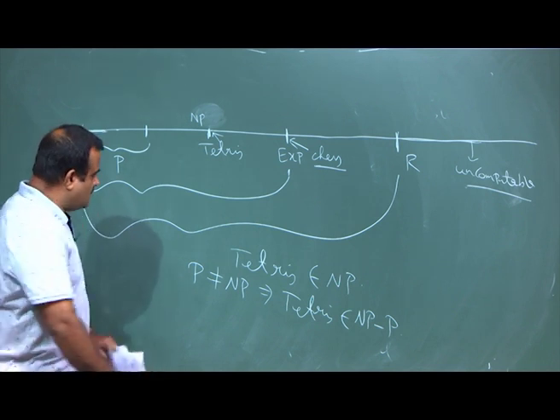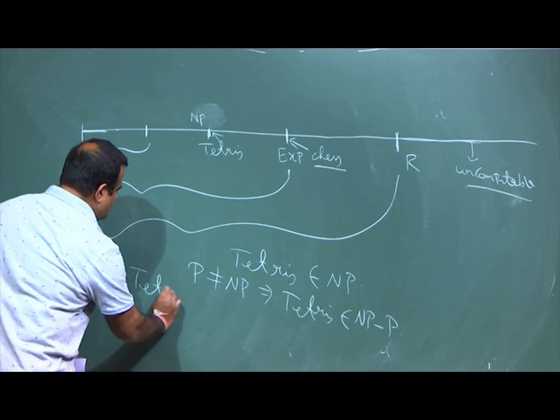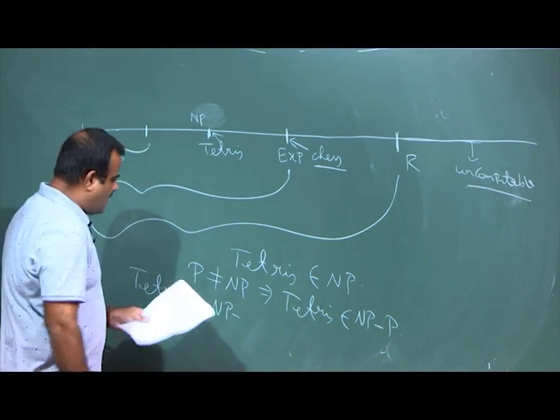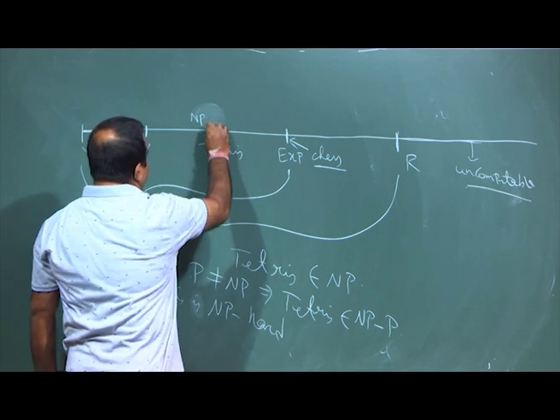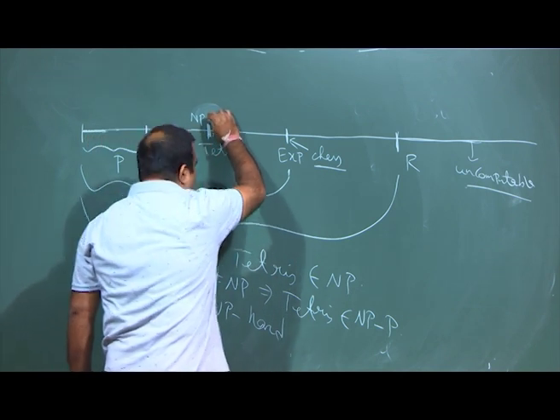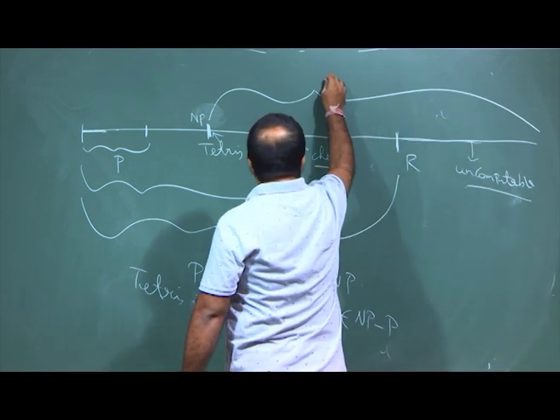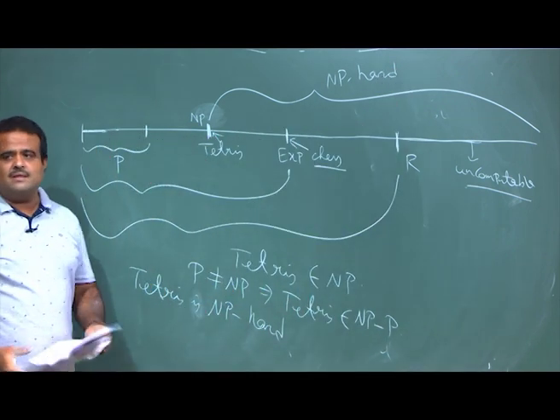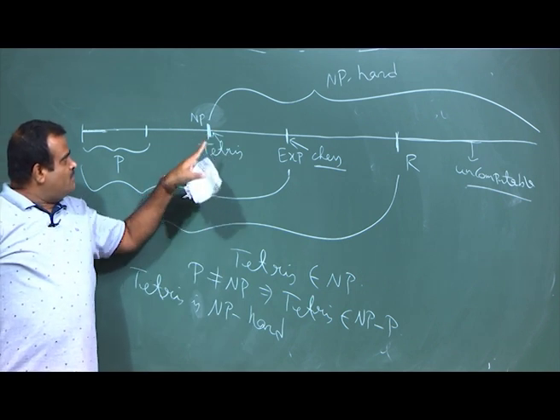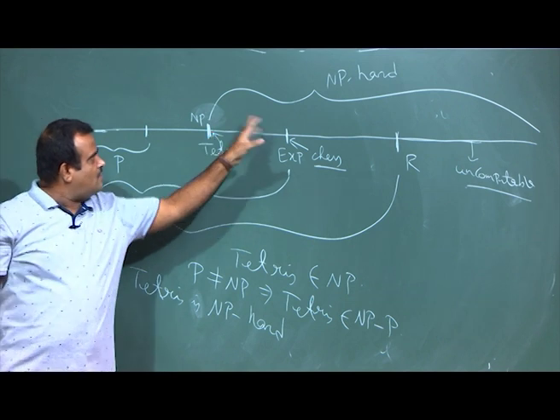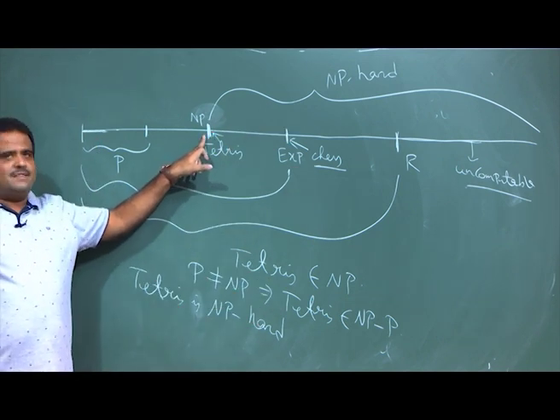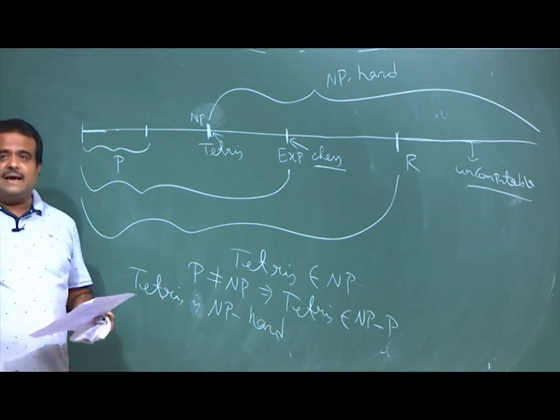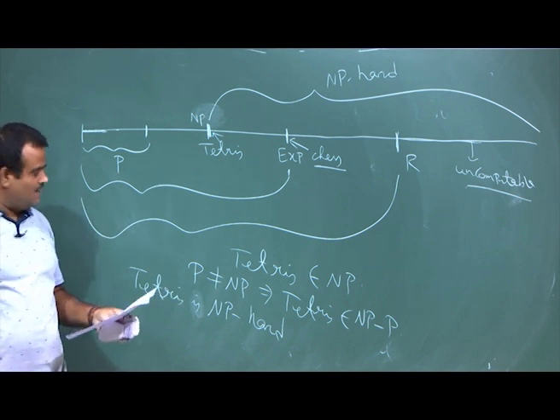So, in fact, Tetris belongs to NP hard. NP hard means the set of all problems from here to here. That means they are harder than any NP problem. So, these are all problems which are as hard as every problem belonging to NP.